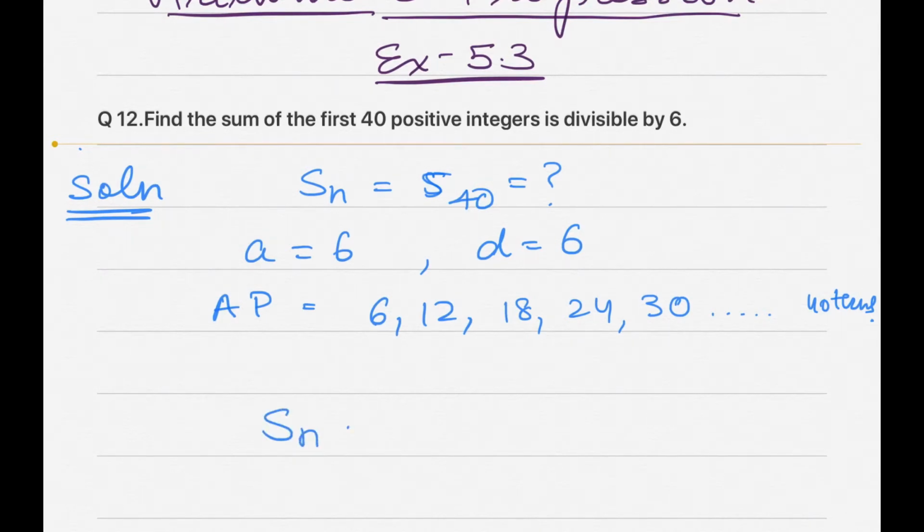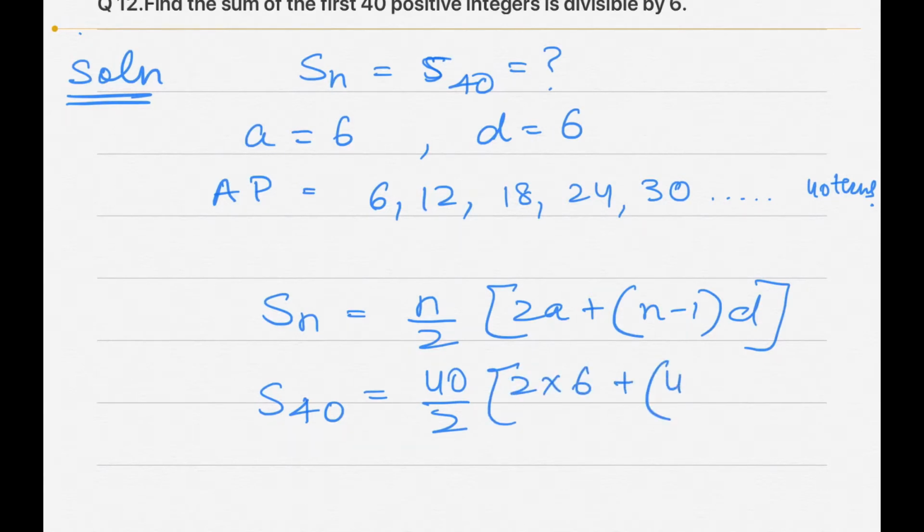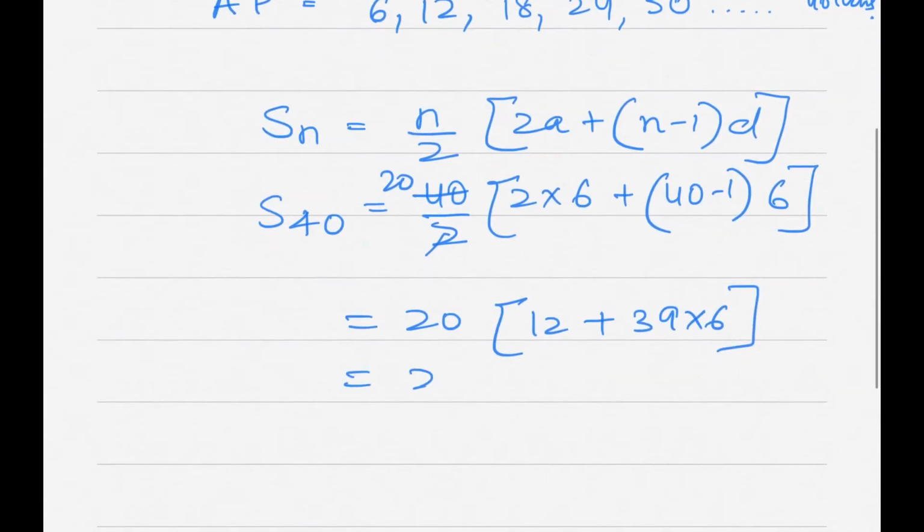Okay, so let's write down the formula. Sn is equal to n by 2 into 2a plus n minus 1 into d. Sum of 40 terms I have to find out. So 40 by 2 into 2 into 6 plus 40 minus 1 into 6, because d is also 6. Okay, so we get this as 20. So this is equal to 20 into 12 plus 39 into 6.